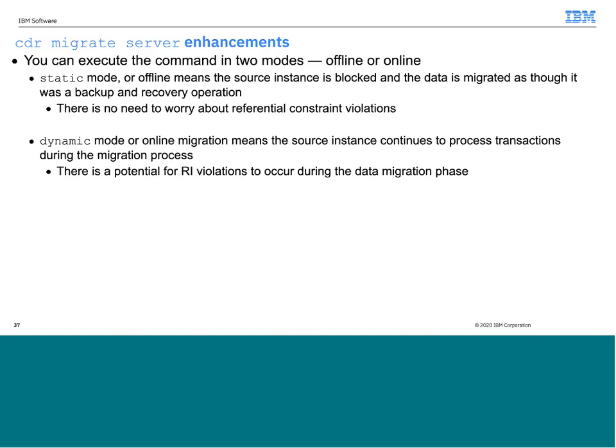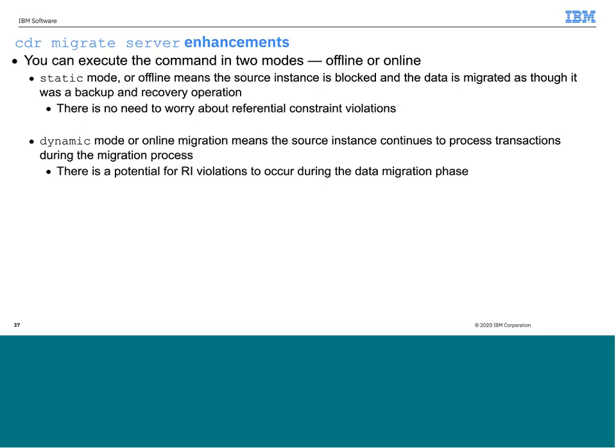So Migrate Server can operate in one of two different modes, either offline or online, or what is referred to as static and dynamic in the manuals. So in static mode, or offline, the source instance is blocked, and we just grab the data and shove it over there. You don't need to worry about any referential constraint violations because your source instance is stable.